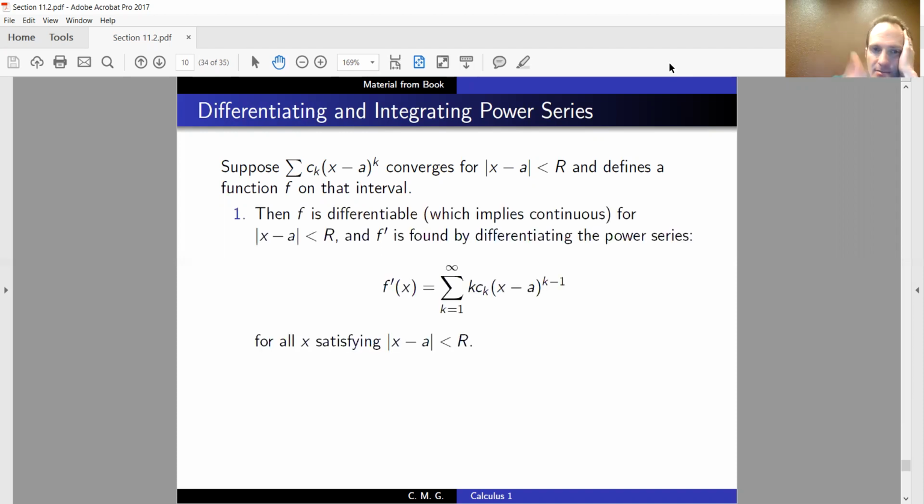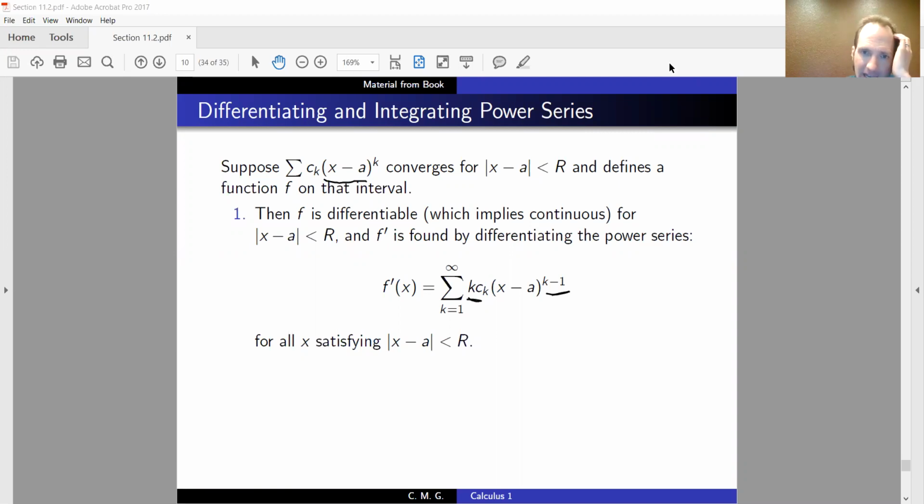Well, to take the derivative of f of x, I can do that. It is a differentiable function, implying it's also continuous. The derivative is found by just differentiating the power series. So I take the derivative of each term in here. The only terms that have x's in them are the (x minus a) to the k. So differentiating pulls the k in front, subtracts 1 from the exponent, and I run from there.